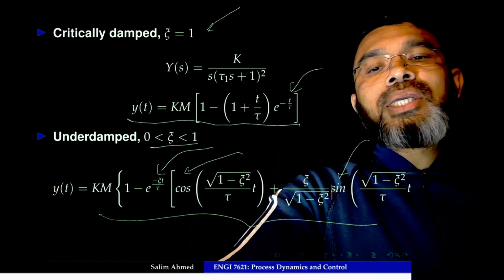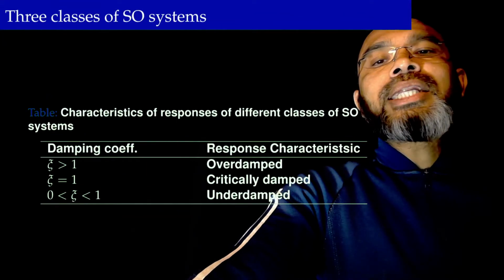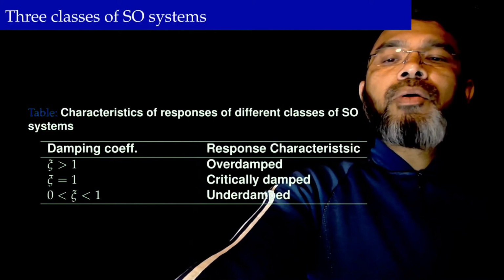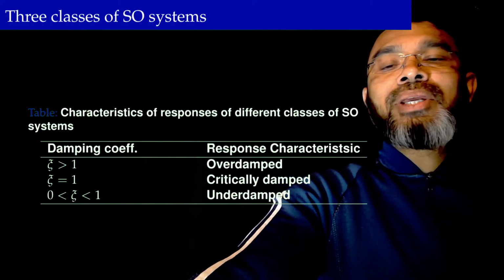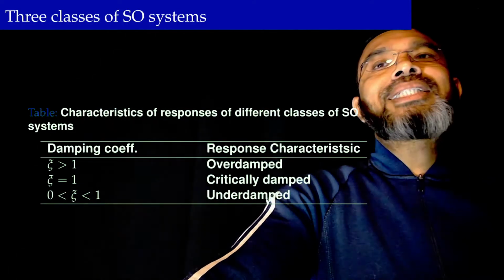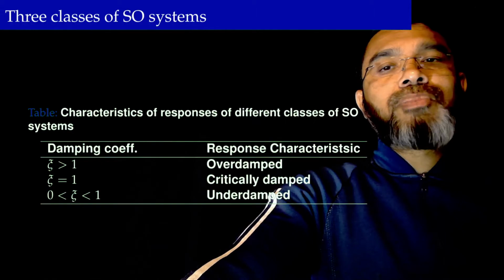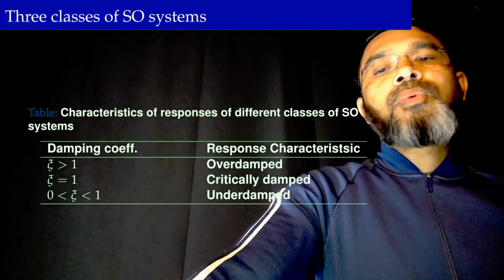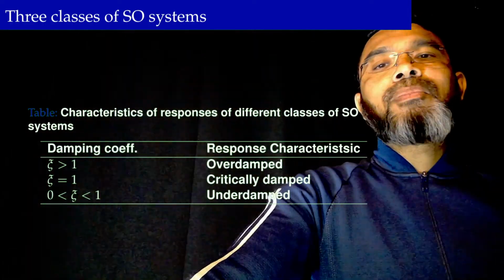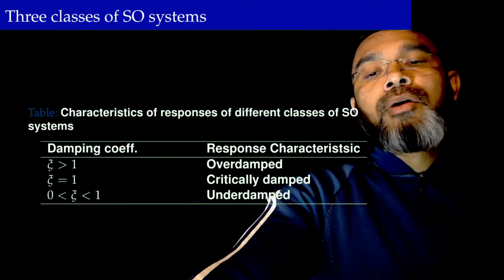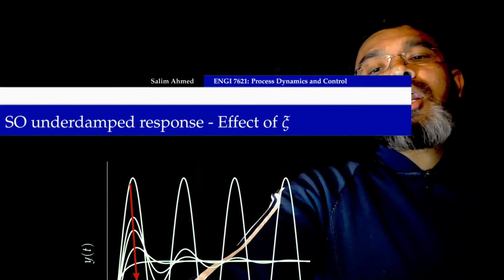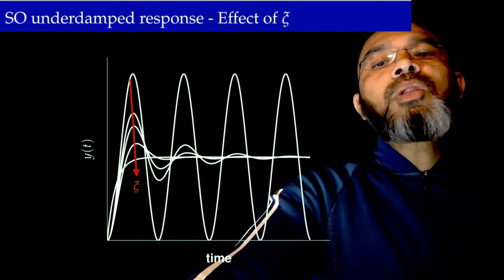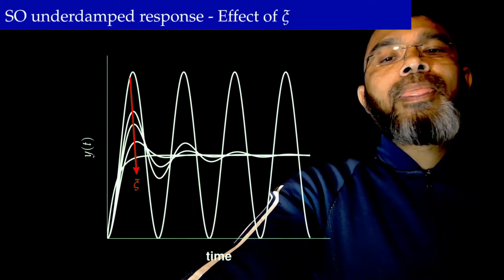Now, depending on the value of the damping coefficient, three types of responses are defined. When the damping coefficient is greater than 1, we call it overdamped. When it equals 1, we call it critically damped. And when it is between 0 and 1, it is called underdamped, meaning an oscillatory response. One thing to note is that both overdamped and critically damped processes can be modeled as first order plus time delay. However, an underdamped process cannot be modeled as first order, so it must be modeled as a second order process. Now let's look at the effect of these parameters on the response.